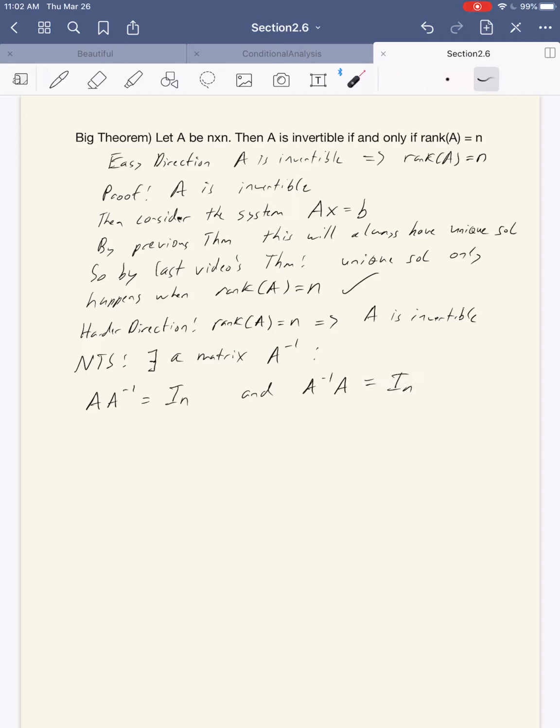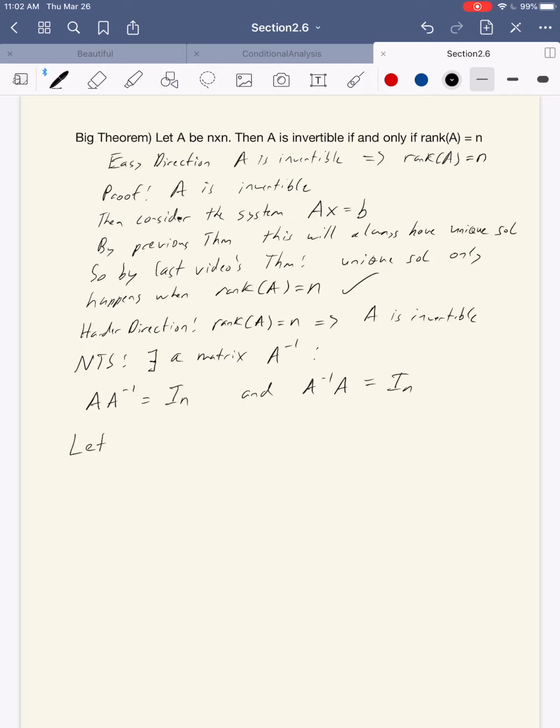Because, again, how do you show something is invertible? Well, you show that it has an inverse, right? So to show that it has an inverse, we need to show that we can find this matrix that no matter which side we multiply it on, we will always get the identity matrix. So to do this, we're going to set up a little bit of notation here.